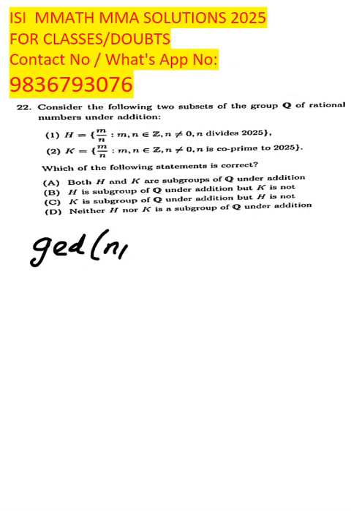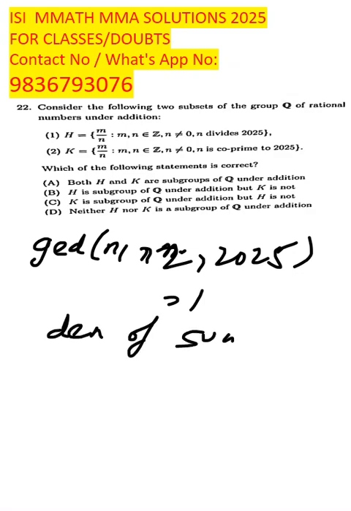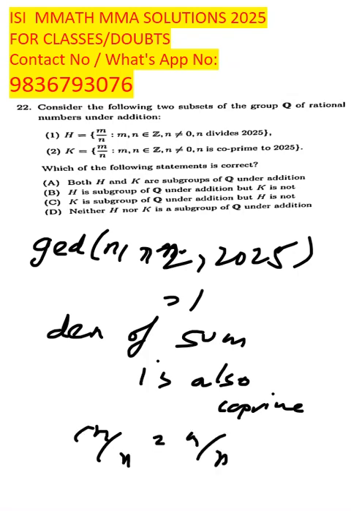Now gcd of n1 n2 and 2025 is 1, since both n1 and n2 are co-prime. So the denominator of the sum is also co-prime to 2025. So the additive inverse of m by n is minus m by n, which is in K. So then K is a subgroup. So my correct option is option C. K is a subgroup of Q under addition.